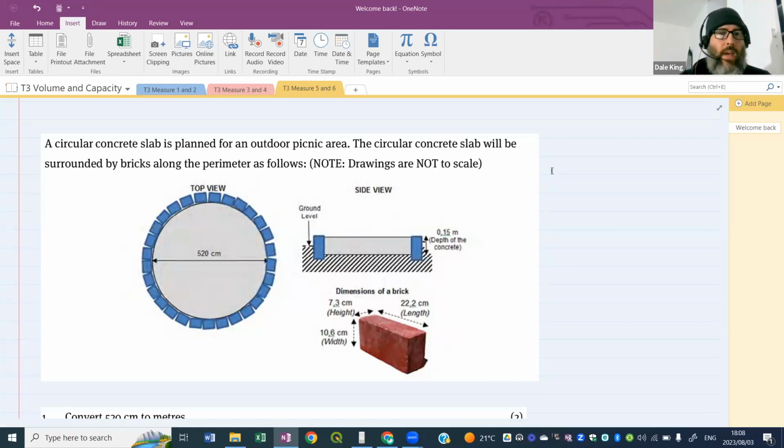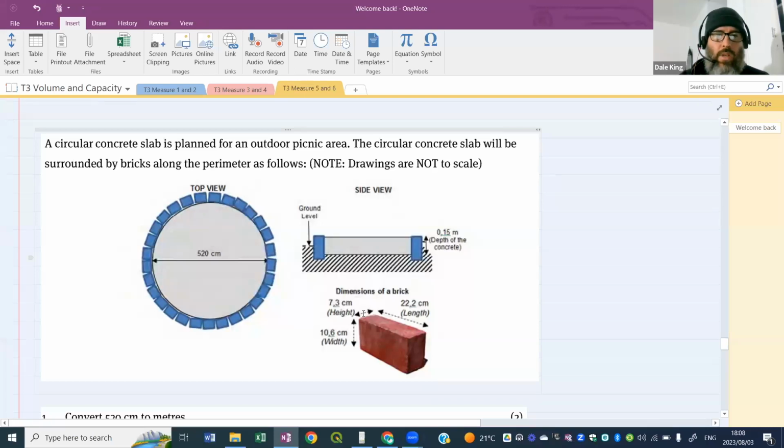So it says here we have a circular concrete slab. It's planned for an outdoor picnic area. The circular concrete slab will be surrounded by bricks along the perimeter as follows. Please note the drawings are not to scale. Okay, so we've got a top view there on the left of what the concrete slab looks like. And then we've got a side view here on the right, a cross section of the slab. We can see the blue bricks there, and we can see the gray concrete slab. And underneath is obviously the ground.